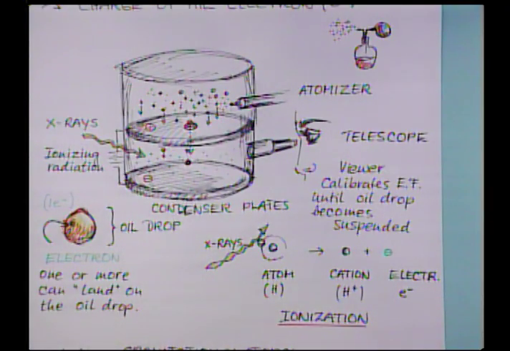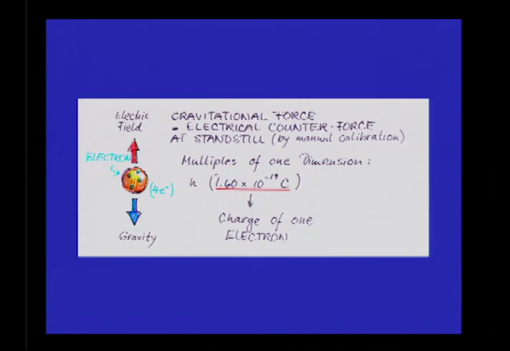So the electrons could land on an oil drop, either as one electron or two electrons or three electrons or any multiple of electrons. Now what the observer did here with his little telescope looking through was to calibrate the countercharge so that the oil drop would remain suspended. And when that happened, this person would record the value. And it turned out in the end that when both forces were in equilibrium, we have a multiple of this value. So the smallest multiple of this would be actually the ultimate charge of the electron.